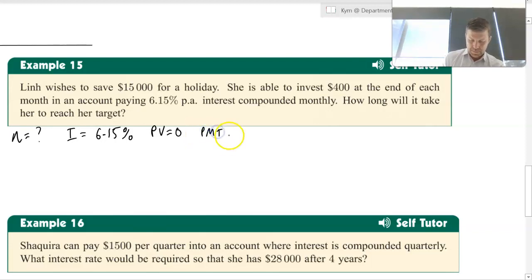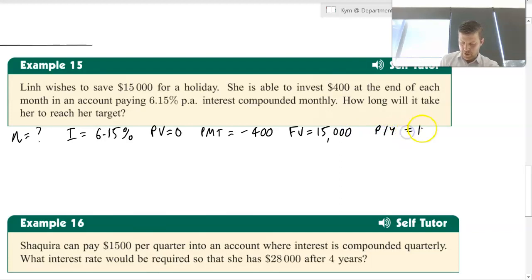PMT, in this case, is going to be minus 400. Again, really important you're putting in that minus. Get in the habit of that because you're depositing it, you're putting it into the account, so minus 400. The future value is going to be $15,000. That will be a positive amount.